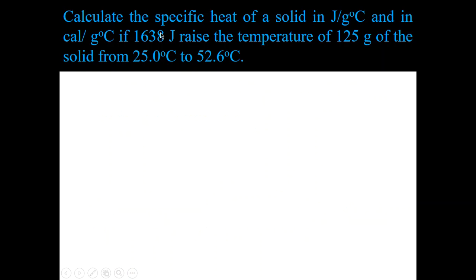So let's look at some examples using this equation. This question is asking you to calculate the specific heat of a solid in these units, joules per gram degree Celsius and calories per gram degree Celsius, if 1,638 joules raise the temperature of 125 grams of the solid from 25 degrees to 52.6 degrees Celsius.